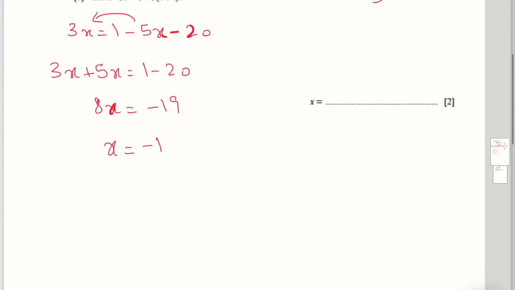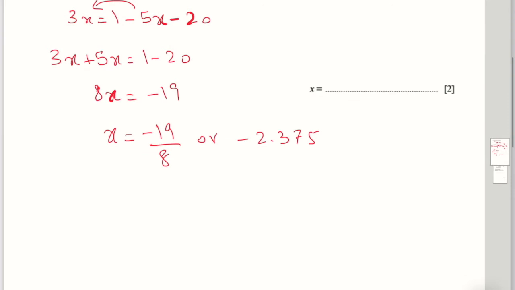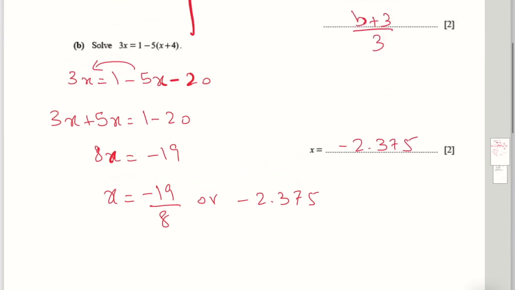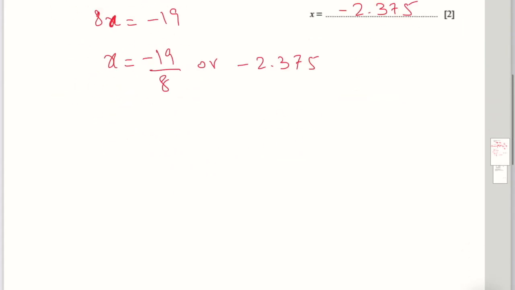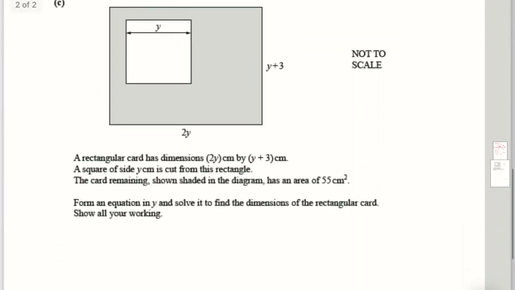So x is negative 19 over 8, or in decimal form, let's do that, negative 19 divided by 8 gives us negative 2.375. So I write the decimal value here, negative 2.375. Okay, I hope this made sense as well. Let's move on to the last part. Now they've given us a larger rectangle that has a shaded area inside it and a square that is unshaded. So let's read the question.